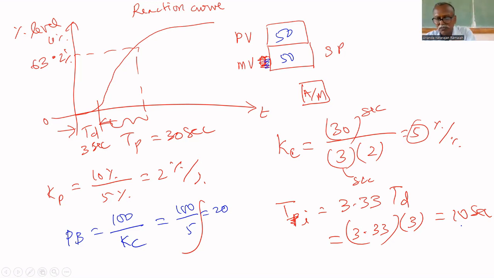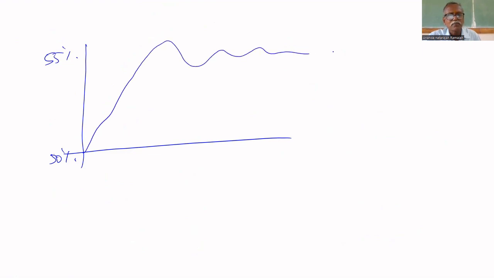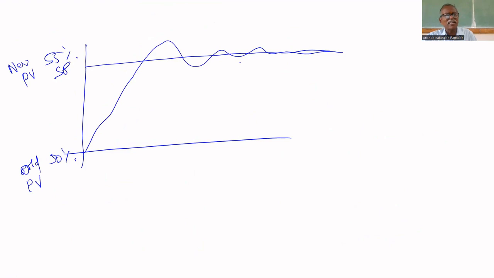For a PI controller, you will get the response like this. Initially it is 50%. You change the set point to 55%. This is the new set point. This is the old PV, and this is the new PV. The new PV comes and settles. It will oscillate like this. The controller cannot bring it directly to 55. It will oscillate around and settle at 55. This is called servo response.